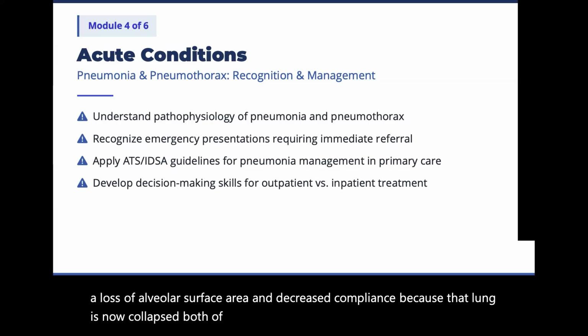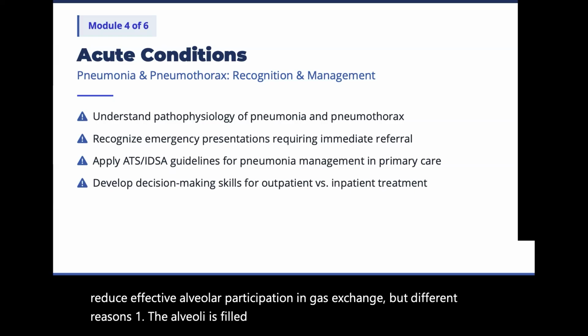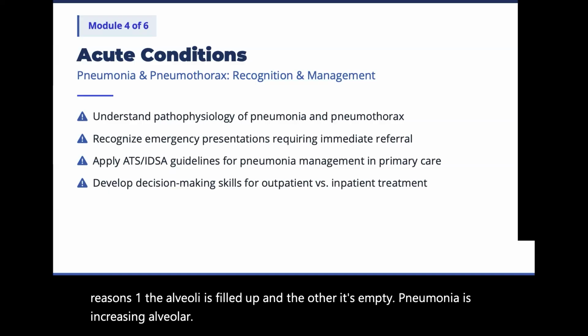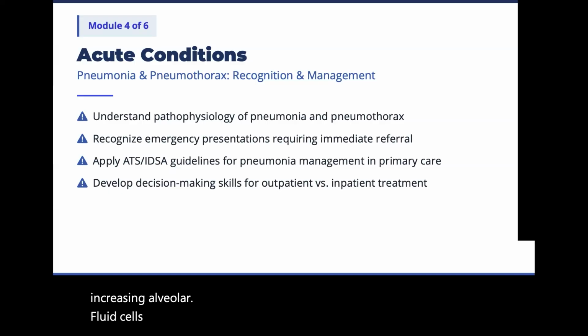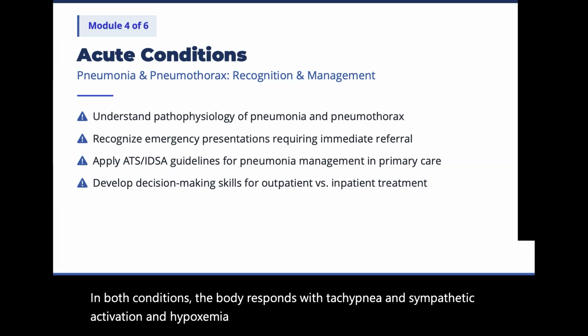Both of these conditions, pneumonia and pneumothorax, reduce effective alveolar participation in gas exchange, but for different reasons. In one, the alveoli are filled up, and in the other, they're empty. Pneumonia is increasing alveolar content: fluid, cells, etc. Pneumothorax is increasing pleural content: air. In both conditions, the body responds with tachypnea, sympathetic activation, and hypoxemia, and that signals the same emergency, but from two different origins.